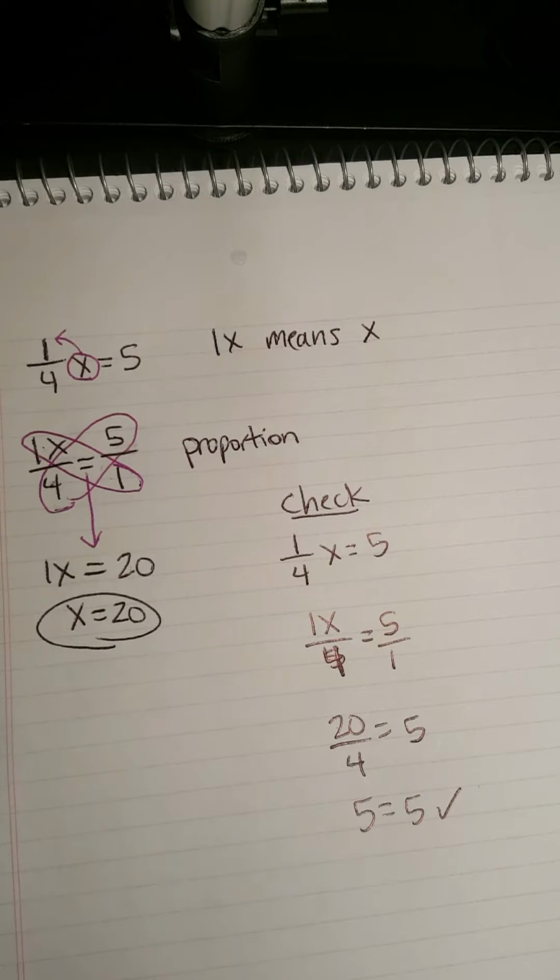I'm going to get a new sheet of paper because that took a lot of space. I'm going to try not to use so much space on the next one. Okay. Next problem was r over 6 equals 11.